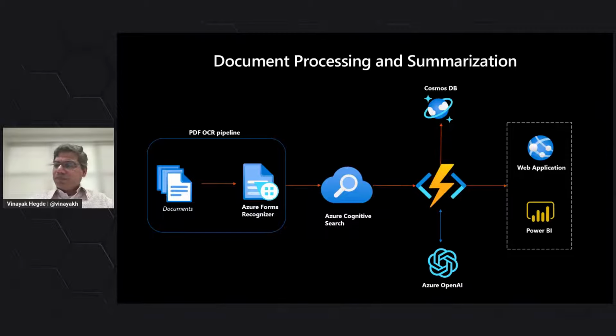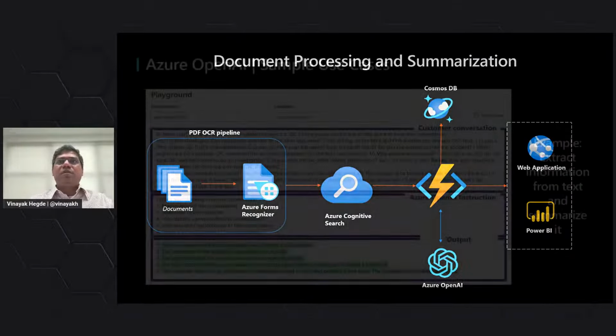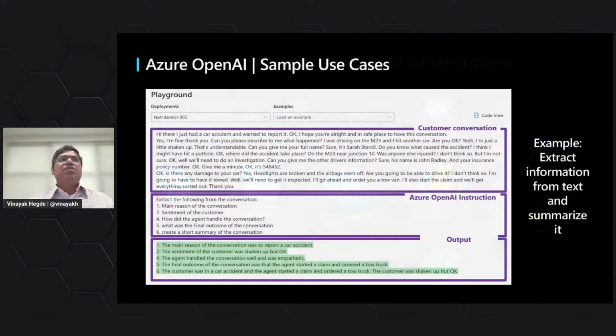We are almost at time, so let's quickly go through some of the other use cases. Here is an example where I'm using the text Da Vinci model. This is a customer conversation, and you're asking Azure OpenAI specific instructions. What is the reason for the conversation? How is the customer feeling? How did the agent handle the conversation? What was the final outcome? Was the problem solved or not? And finally, create a small summary of the conversation.